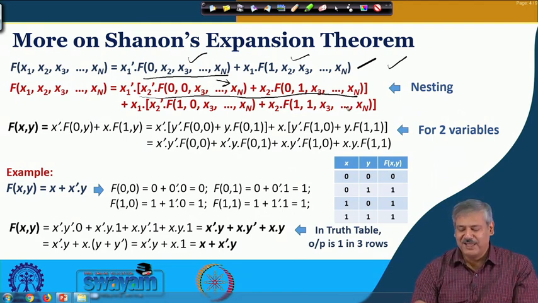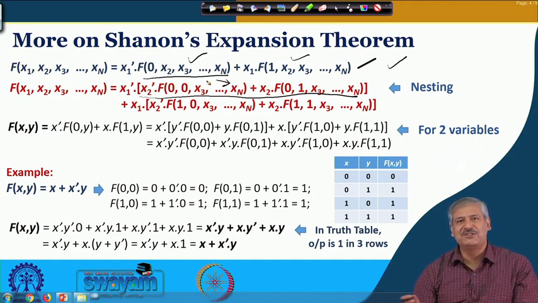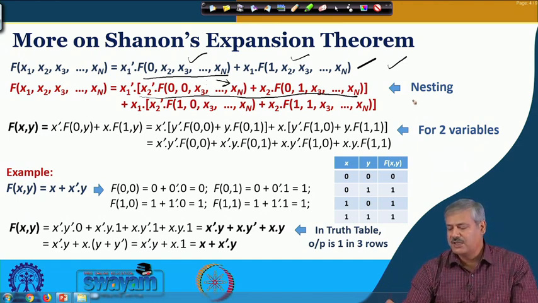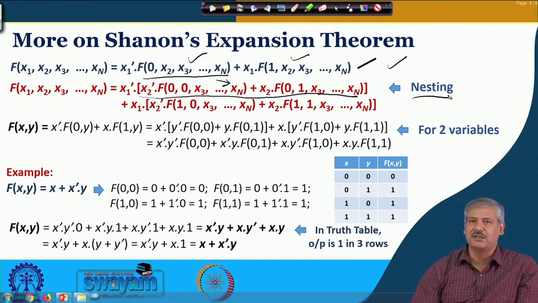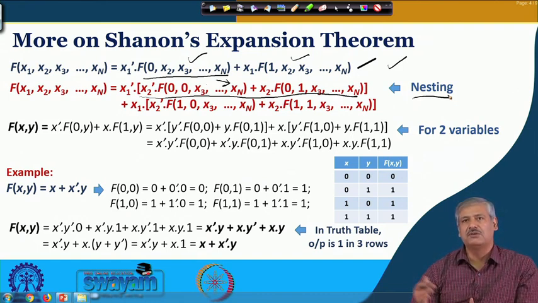Okay. Then we can go ahead with further such expansion of one such term. So, x3 can be taken out. The first term will be f00 and the second term will be f001 and all. So, that way what is known as nesting is possible using Shannon's expansion theorem. You can go on doing it, and it has certain uses which we shall discuss in some of the later classes.